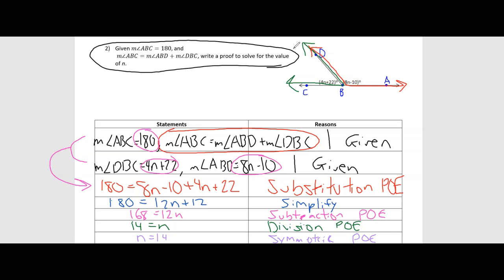So I first simplified the n terms and the integers on the right-hand side to get what I have in blue. I then subtracted 12 from both sides to get what I have in pink. I then divided both sides by 12 to get what I have in green, and then just because I wanted it to look more formal, I used the symmetric property to get n on the left-hand side. So instead of 14 equals n, I said n was equal to 14. That's going to wrap it up for this video.